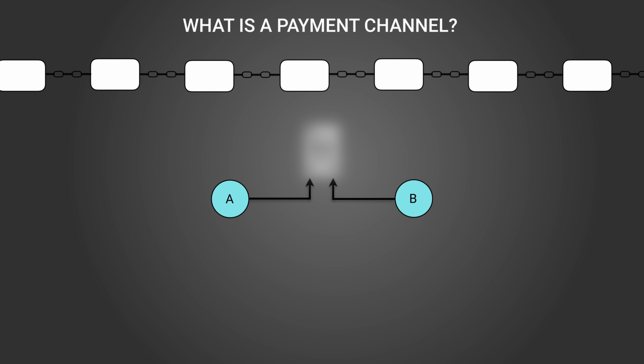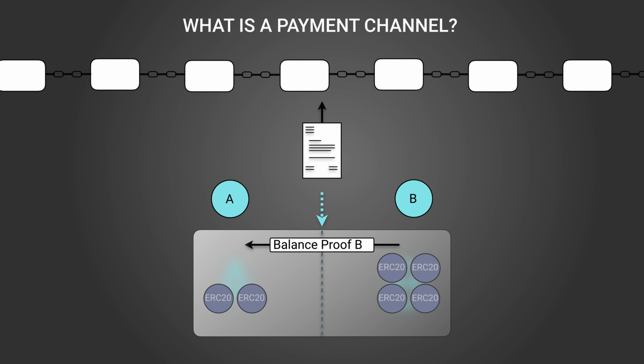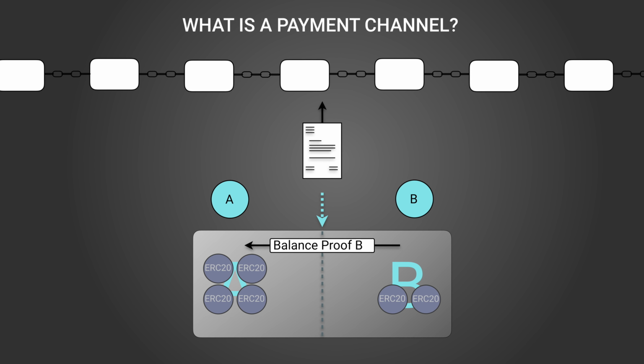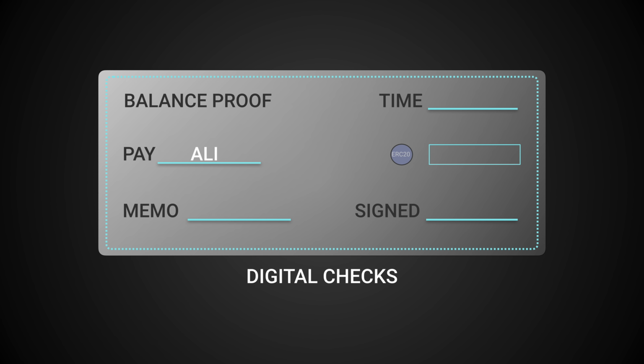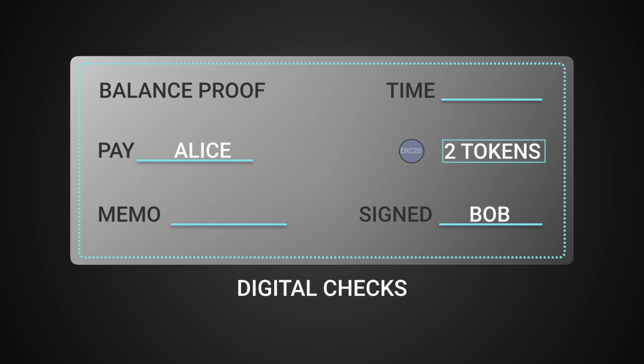A payment channel enables a sender to make off-chain payments to a receiver, and is always backed by an on-chain deposit of tokens. When making a payment, the sender signs a balance proof to the receiver. You can think of balance proofs as digital checks. These balance proofs cannot exceed the amount of tokens held on-chain by both parties and are therefore guaranteed to be redeemable for tokens. The advantage of using a payment channel is that payments are potentially orders of magnitude faster and cheaper than on the blockchain.